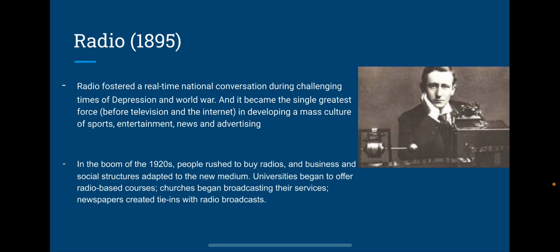Next up, we have the radio, which was invented in 1895. Radio fostered a real-time national conversation during challenging times of Depression and World War. It became the single greatest force before television and the internet in developing a mass culture of sports, entertainment, news, and advertising. In the boom of the 1920s, people rushed to buy radios, and business and social structures adapted to the new medium. Universities began to offer radio-based courses, churches began broadcasting their services, newspapers created tie-ins with radio broadcasts.